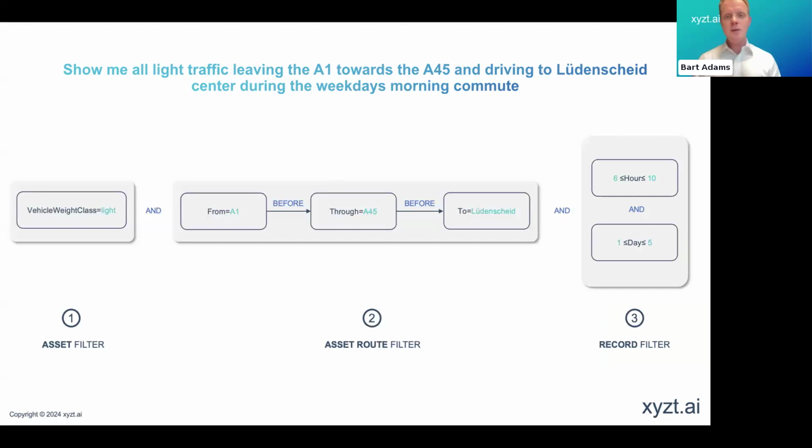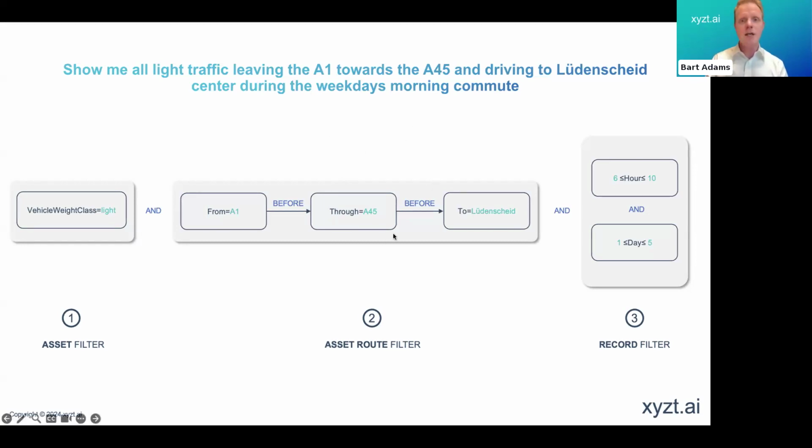So what we did is we analyzed all those questions and we broke them down, and we saw there's always three different parts. The first part is basically selecting the subset of assets, the subset of types of vehicles or types of trips, types of vessels in a maritime context, and that we call an asset filter. So basically you do sort of a query on the whole trips, and you leave out all the trips that do not fulfill the query.